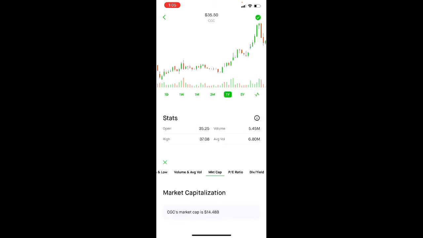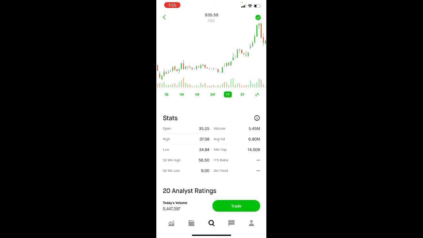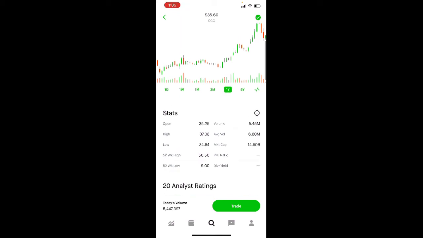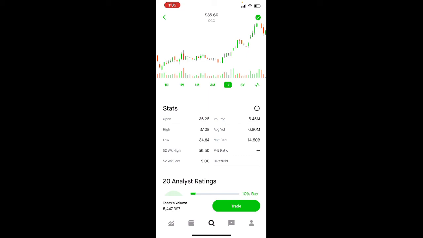price. So if you have the Robinhood app, I would definitely go right there above where it has the volume under stats. Click on that eye, and it kind of gives you a brief description, which I went over, and it'll teach you a little bit about what each of those statistics mean.